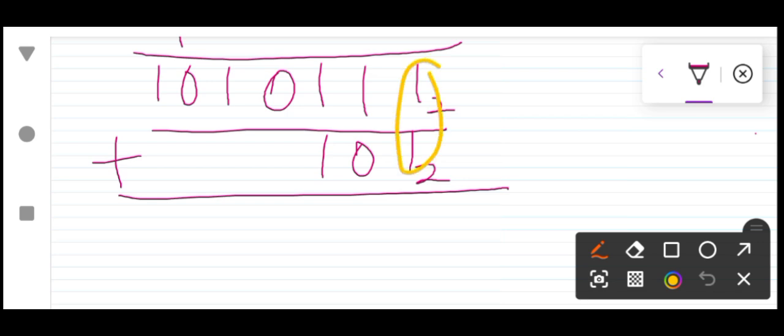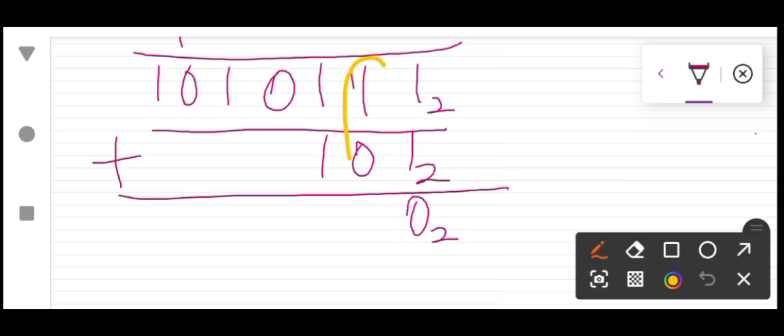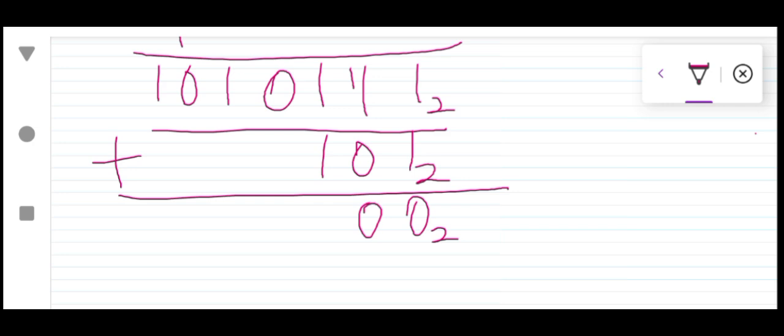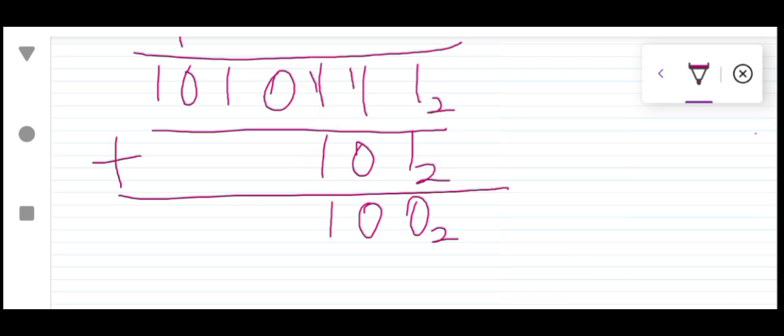So 1 plus 1 is 2, right? And that becomes 10. So we write 0 and we keep 1. And the next, 1 plus 1, that's 2. That becomes 10 plus 0, that's still 10. So we have 0, remainder 1. And now we have 1 plus 1, that's 2, which is 10 already. Then plus this other one, that's 11. So we write 1 and we carry 1.